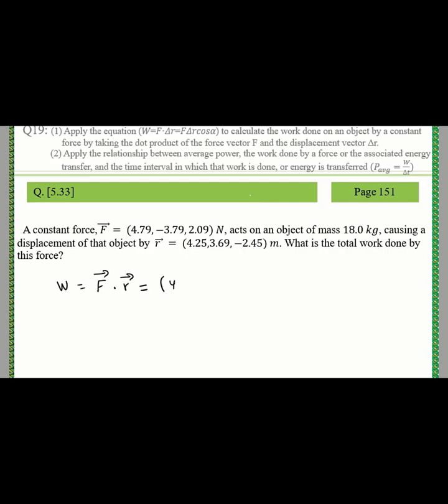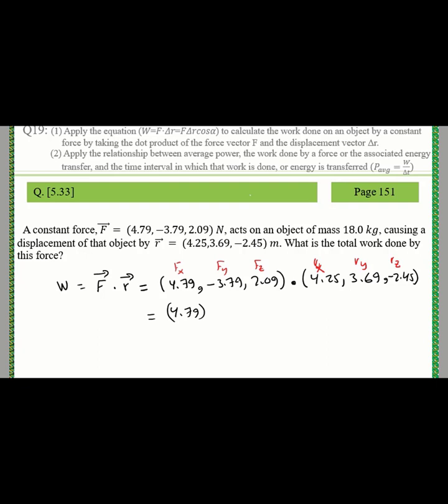Put the vector F: 4.7, minus 3.79, 2.09, dot the vector of R: 25, 3.69, minus 2.45. This is Fx, this is Fy, this is Fz, this is Rx, this is Ry, and that one is Rz. So the dot product, you will multiply x with x, y with y, and z with z. That's it.